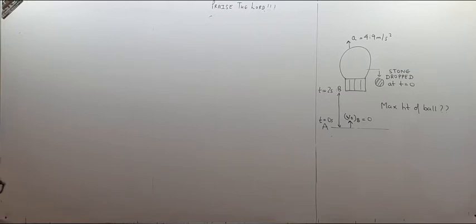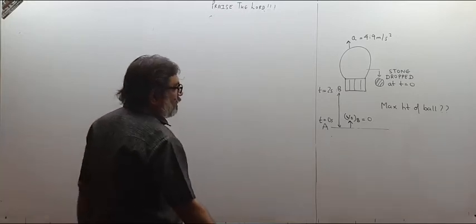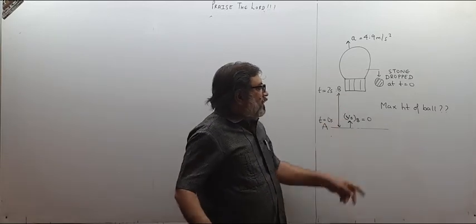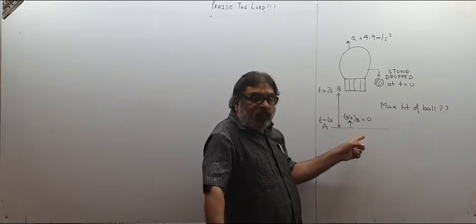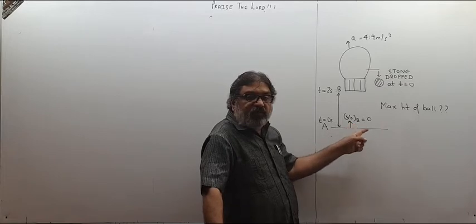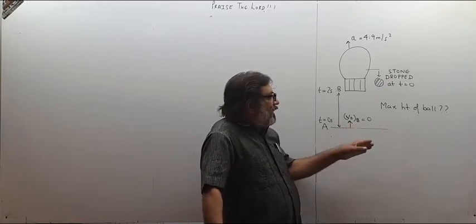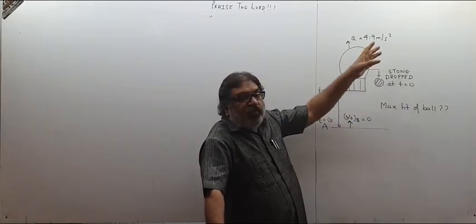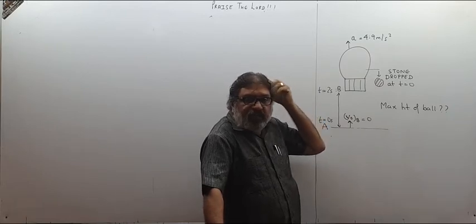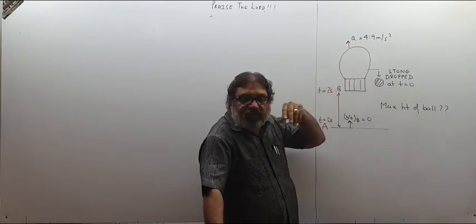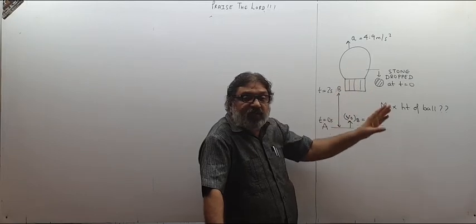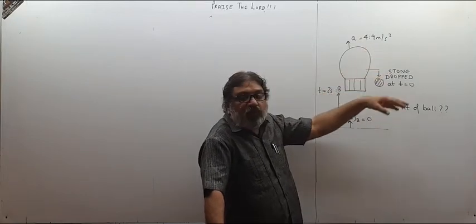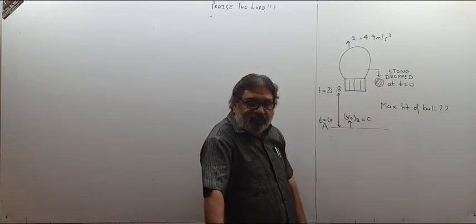Now children, there is a different type of question. Please see. There is a balloon and it starts from ground with initial velocity 0 and it rises upward with an acceleration of 4.9 meter per second square. Its velocity is not constant like the previous case. Now it is performing accelerated motion and that acceleration is 4.9 meter per second square in upward direction.